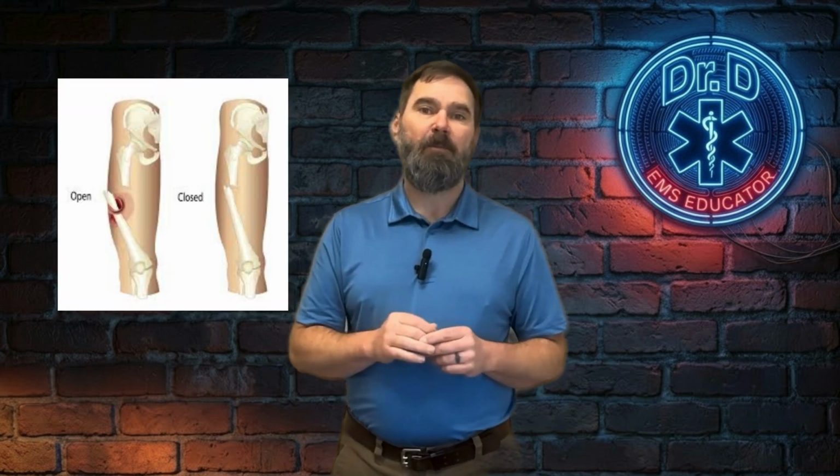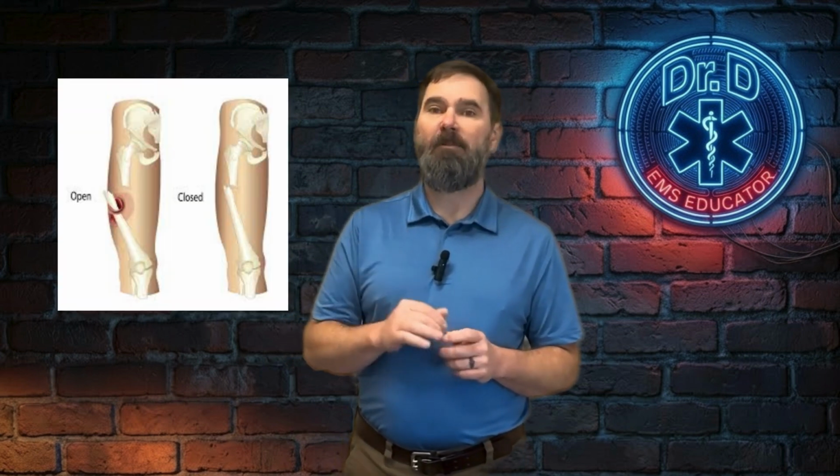The second is a femur fracture. A mid-shaft femur break can cause massive internal bleeding. This is your primary indication for a traction splint.